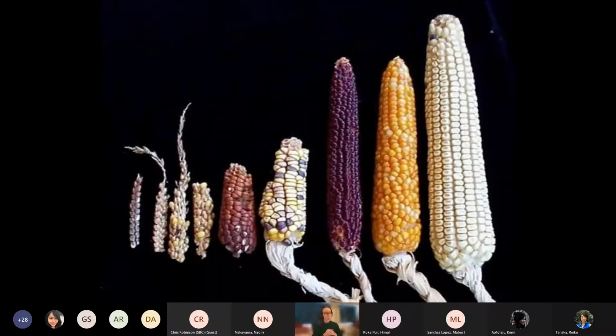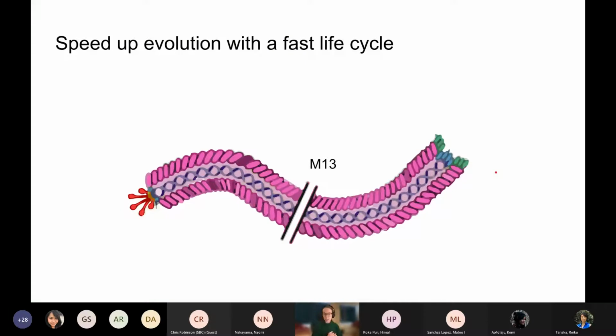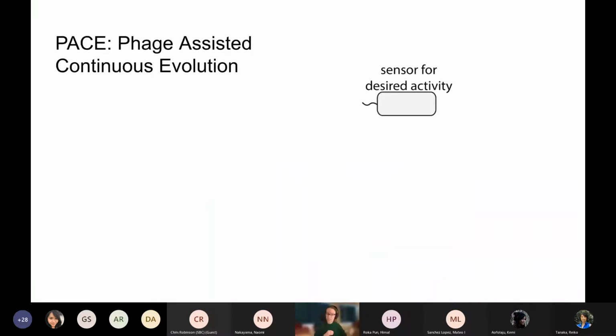And a really good way to accelerate engineering with evolution is to use an organism that has a much faster life cycle. And so one such organism, which I worked with, is the M13 bacteriophage. So this is a virus that can infect bacteria, and it can perform its entire life cycle in 20 minutes flat. So this is an organism that has a really fast life cycle, which we can use to speed up directed evolution. And in particular, there's a technique called phage-assisted continuous evolution, which relies on the fast life cycle of the M13 bacteriophage to do super fast evolution on specific proteins.